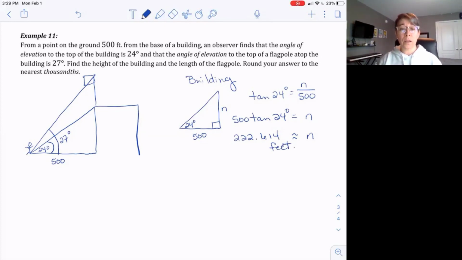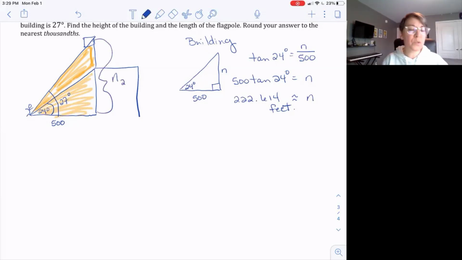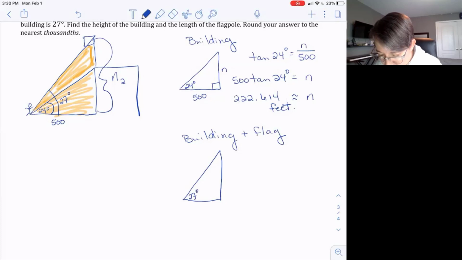Now let's focus on the flagpole. Notice that the triangle that just works with the flagpole, highlighted here, is not a right triangle. So we can't use SOHCAHTOA, we can't use those ratios. But what we can do is use this entire triangle and refer to this as, say, n sub 2, a second height. So that would be the building plus the flag. Well, that triangle has a slightly larger angle of 27 degrees. We're still 500 feet away, and we're looking for that larger height.